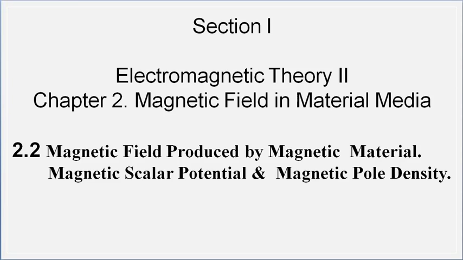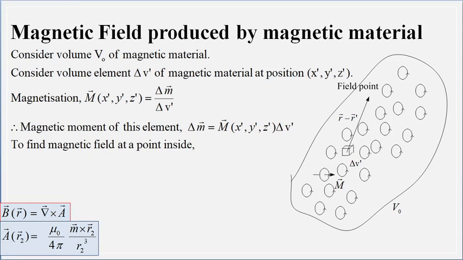Then again, in comparison with the electrostatic, we'll define the potentials. We have already defined in the first chapter what are called the potentials. So there are two: magnetic scalar potential and magnetic vector potential. Then, in comparison with the electrostatic, we'll define here what is called the pole density. So first let us take up the magnetic field produced by magnetic material.